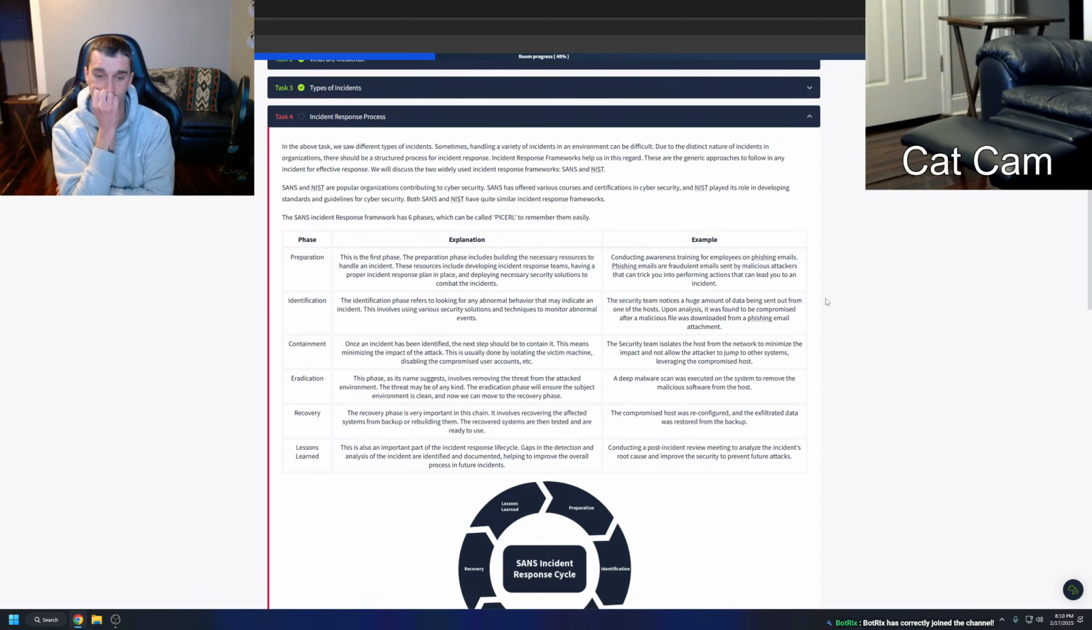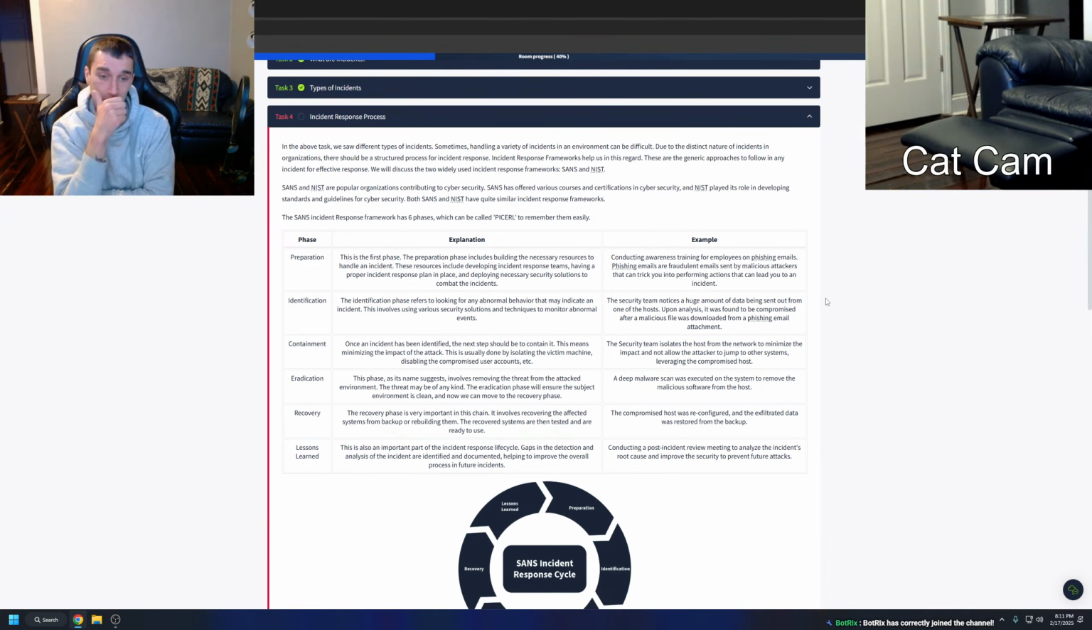Identification. The identification phase refers to looking for any abnormal behavior that may indicate an incident. This involves using various security solutions and techniques to monitor abnormal events. For example, the security team notices a huge amount of data being sent out from one of the hosts. Upon analysis, it was found to be compromised after a malicious file was downloaded from a phishing email attachment.